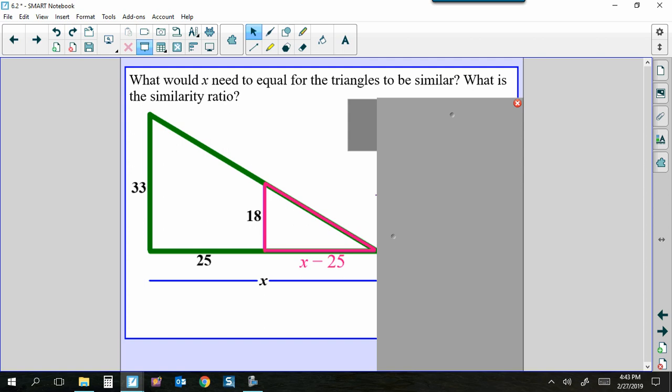So we are trying to figure out if these triangles are similar. If they're similar, then corresponding sides should be proportional. So we are going to make a proportion here. The bottoms, we have x and we have x minus 25. And if you did what Mrs. Nett suggested, you should see that the x and the x minus 25 are your two bottom horizontal sides, so that's why they went together. And then the two vertical sides are 33 and 18, so they went together.